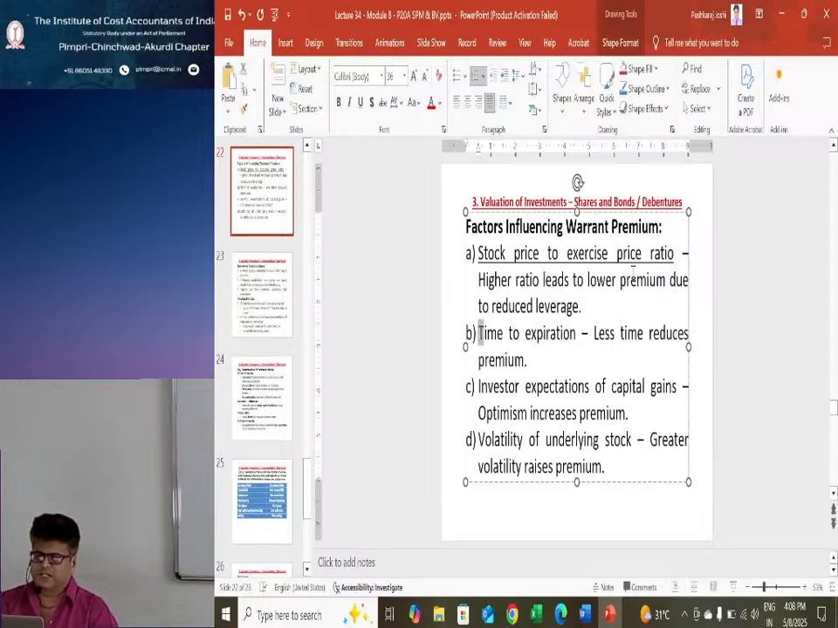So the factors that influence the warrant premium are investors' expectations of capital gains, where optimism increases the premium; volatility of the underlying stock, where greater volatility raises the premium; and the stock price to exercise ratio, where a higher ratio leads to a lower premium due to reduced leverage.